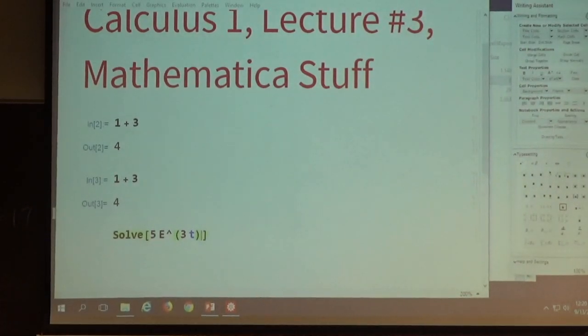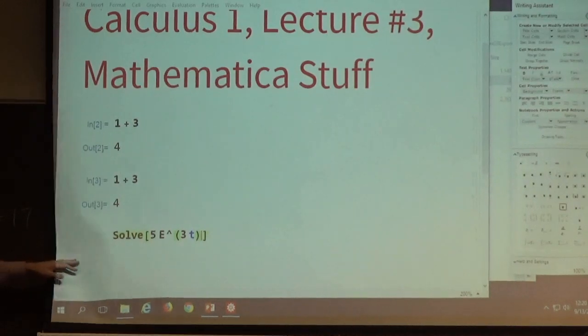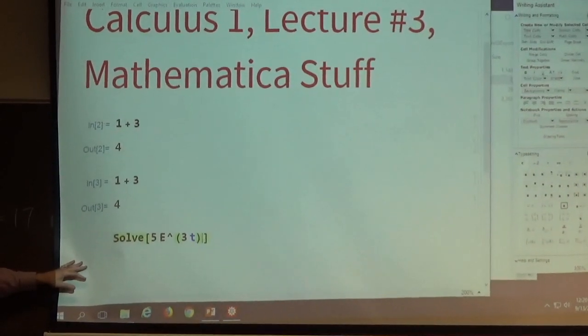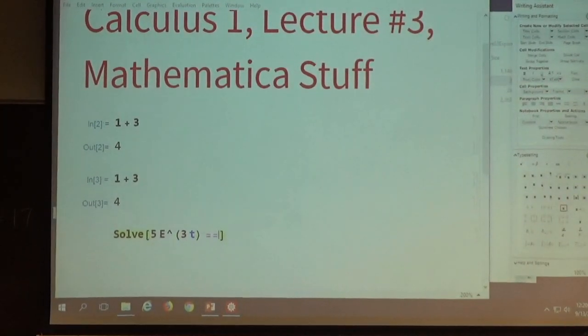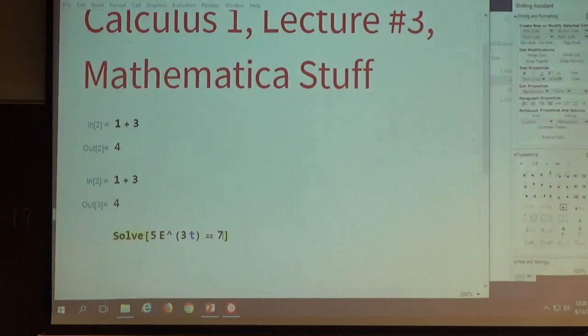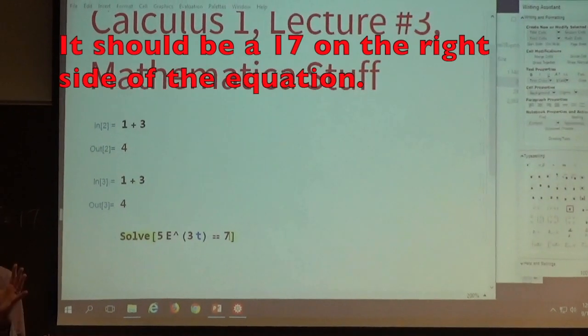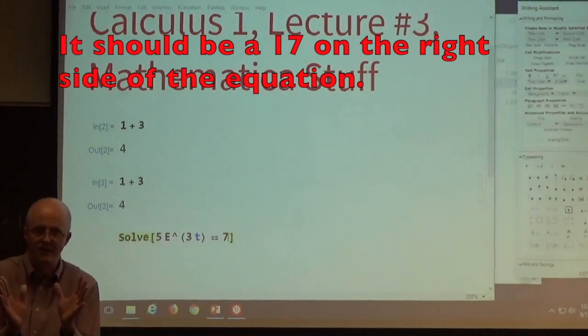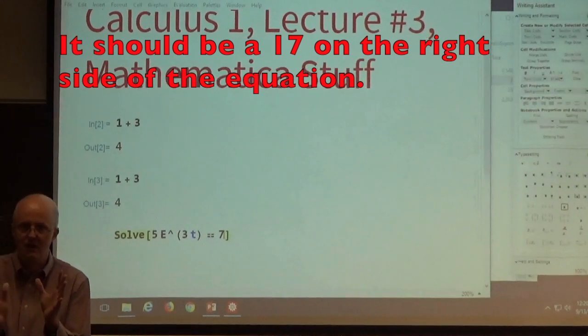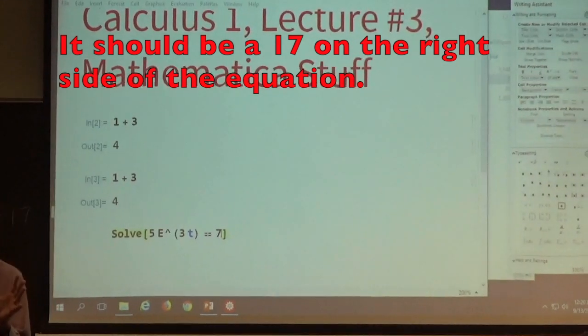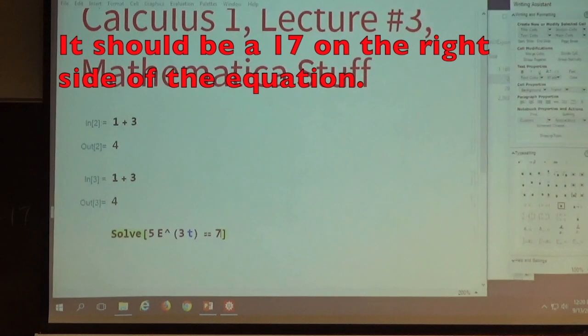I want to set this equal to 17 and solve for t. Here's something else very important. You have to put 2 equal signs, not 1, when you're solving equations in Mathematica. If you put 1 equal sign, it'll get messed up, and it makes you all frustrated. One equal sign is reserved for other things, which I'll talk about later. Solving equations, you use double equal signs. Then you put a comma and the variable you're trying to solve for, t.